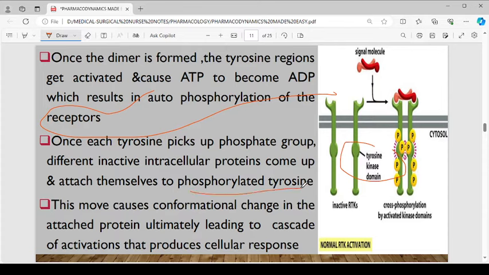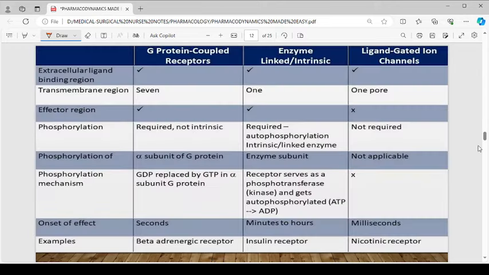So this move causes changes in the attached protein, which ultimately leads to a cascade of activation that normally produces a cellular response in different tissues. So we could have some differences between the two, where we have G-coupled receptors, enzyme-linked, and the ligand channels. One of the major similarities between the three is that all of them have an extracellular ligand binding region, right?